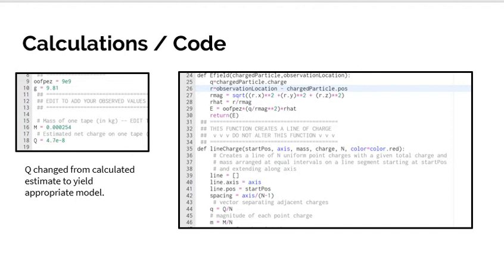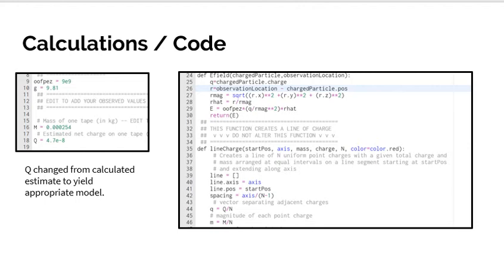To build the computational model, the parameters and constants from the previous slide were entered into the code. However, my original estimate for Q from the point charge model gave a much smaller electric field value than what was expected, so through trial and error, I found that 4.7 times 10 to the negative 8 coulombs was a better estimate for the charge of a piece of tape.